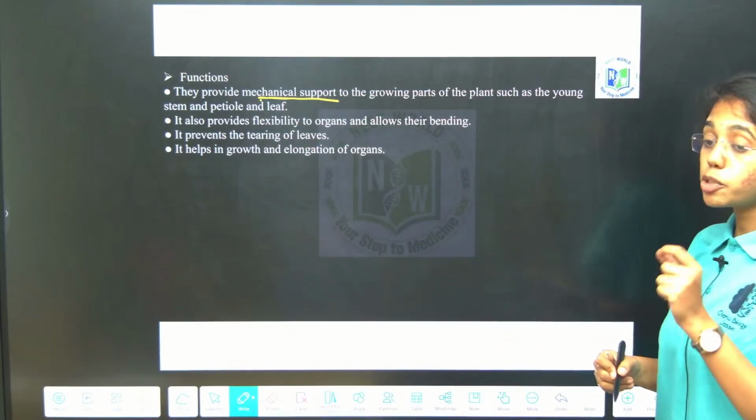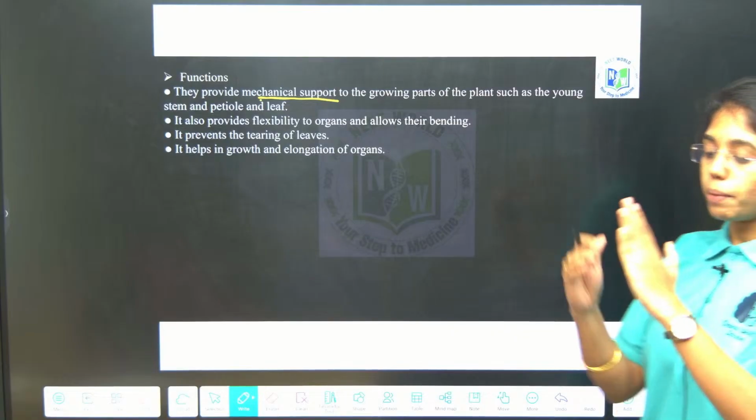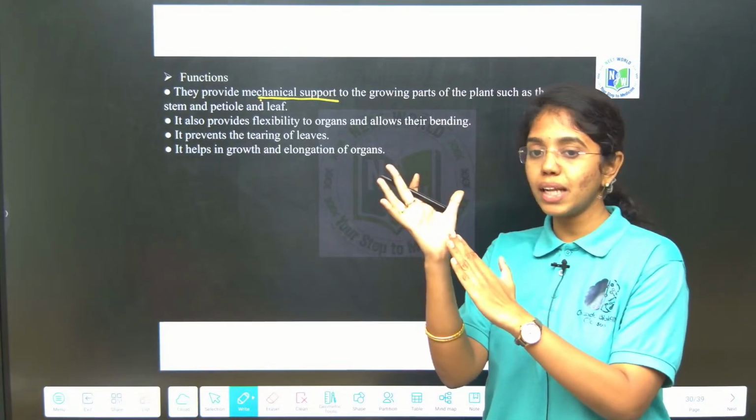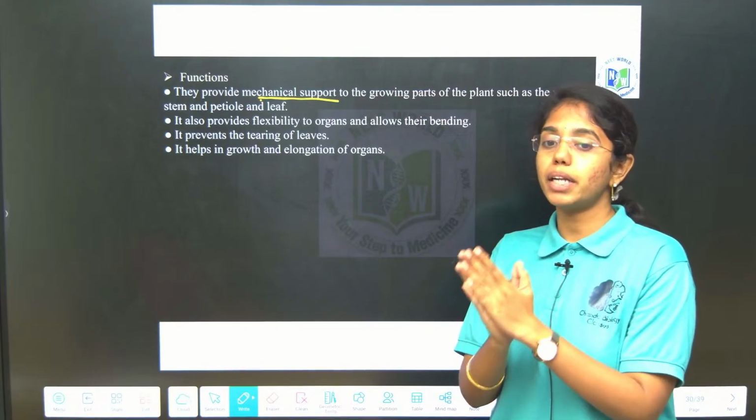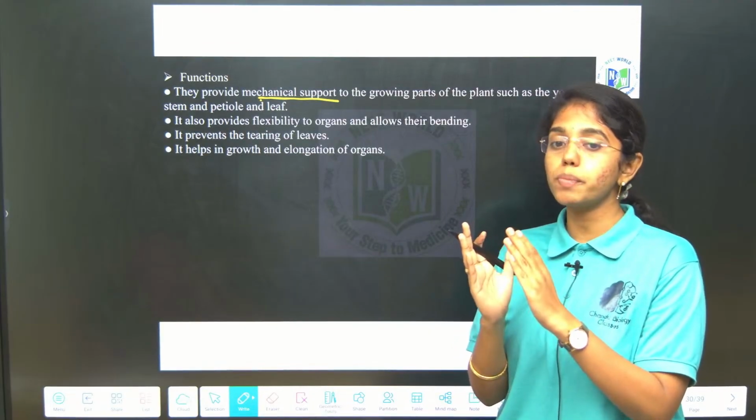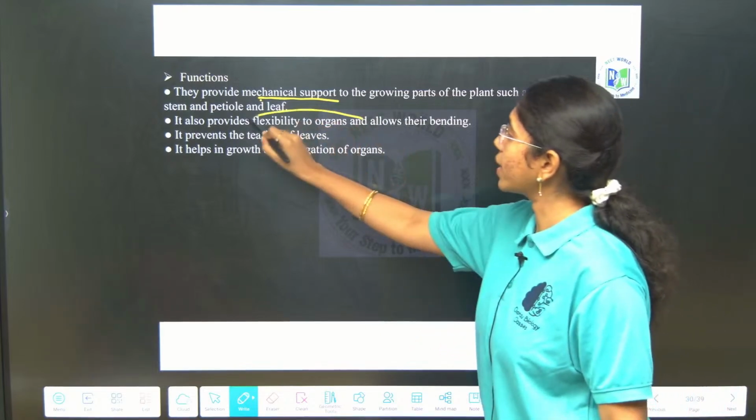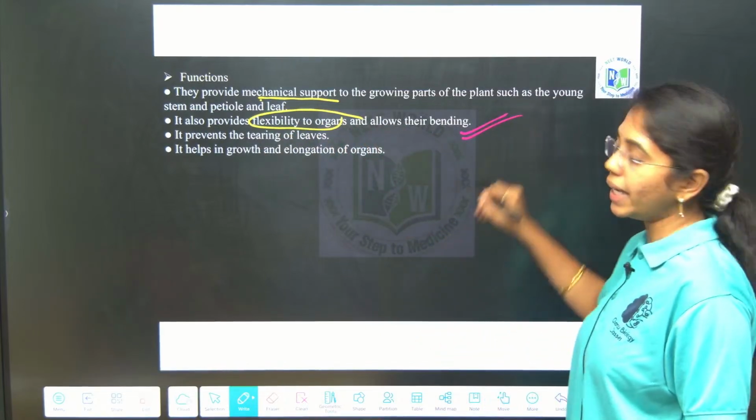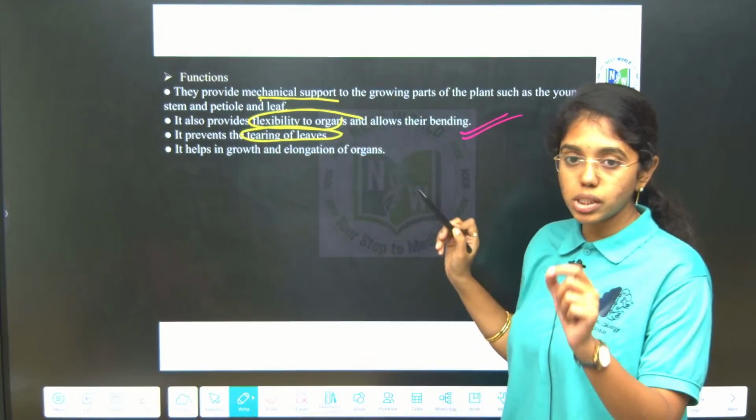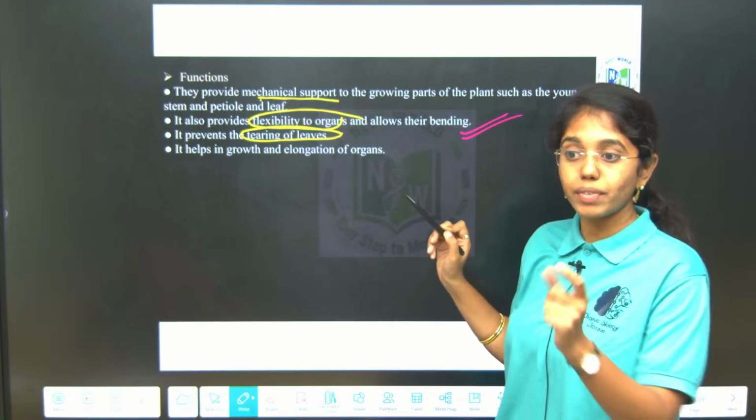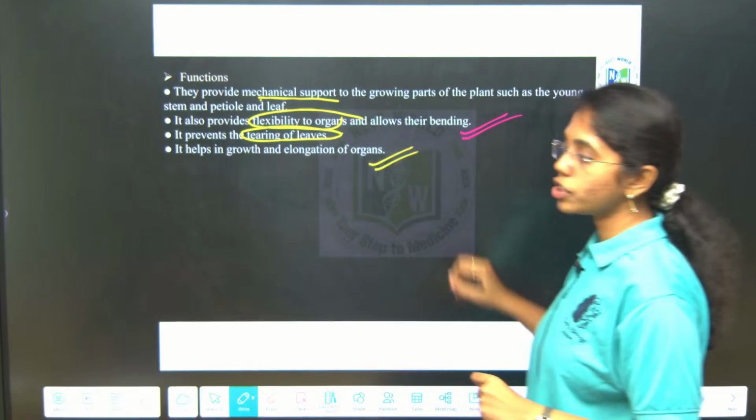Good. Next, the functions of collenchyma: they provide mechanical support to the growing parts of the plant, especially to the young stem and the petiole of the leaf. The petiole of the leaf will hold the leaf, so it maintains the flexibility of the petiole. Which tissue is maintaining that? Collenchyma. It provides flexibility to the organs and allows bending. It prevents the tearing of the leaves because these cells are tough and thick because of their depositions. It also helps in the growth and elongation of the organs.